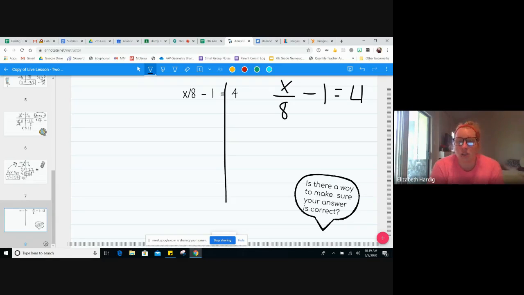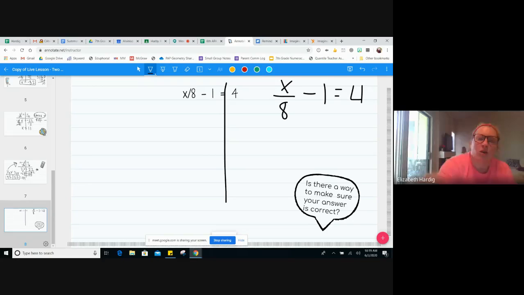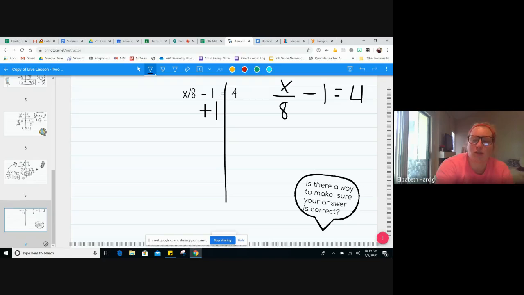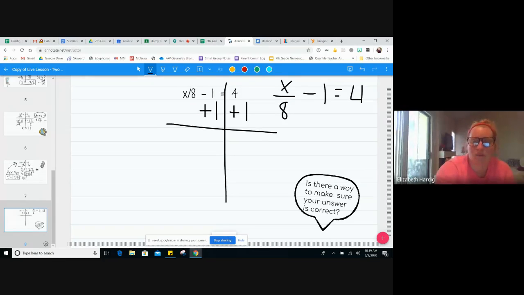And what constant do I want to move? The -1. Good. So if I add 1 to the left, why am I adding 1 and not subtracting 1? Because it's a -1 that you're adding the positive one to. Absolutely. So if you add to the left side, what do I need to do to the right side? Same thing. Awesome. So that will cancel out. So now I have x divided by 8, and that would equal 5.